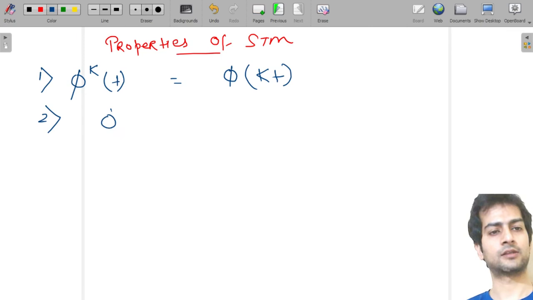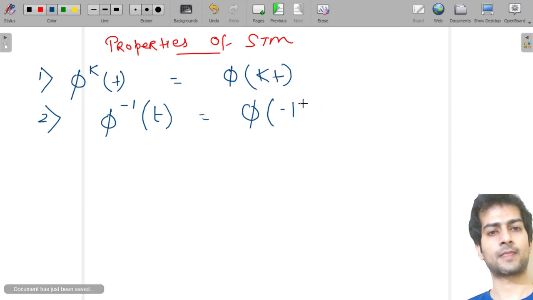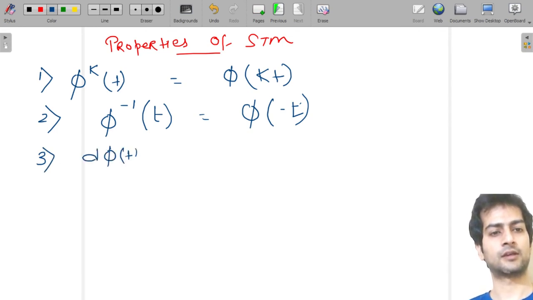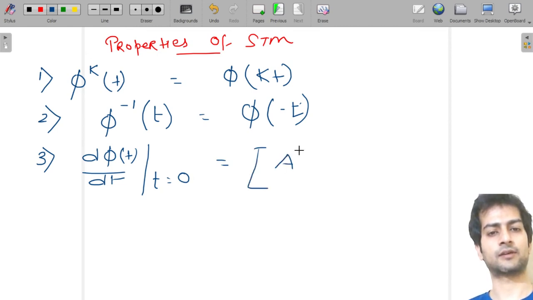The second property is the extension of this only. Suppose in place of k we take minus 1. So what will we get? We will get phi of minus t. Easy. Now coming to the third property, d phi(t) by dt at t equal to 0 gives us the matrix A.